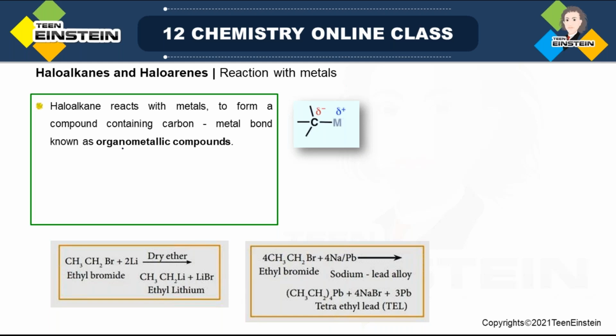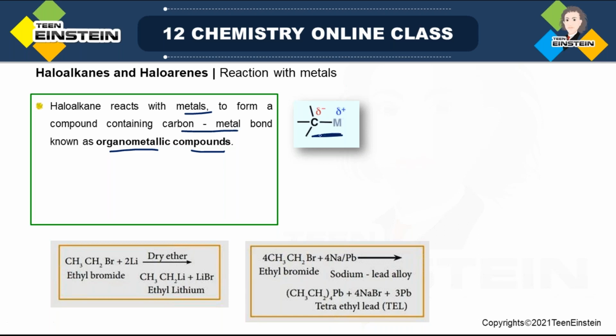But before that, you have to understand organometallic compounds. What is an organometallic compound? As the name suggests, organo is generated from carbon, and metallic means metal. So it is related to the carbon-metal bond. So haloalkanes react with metals and form compounds which contain a carbon-metal bond. And this carbon-metal bond when present in any compound will be called an organometallic compound. So in organometallic compounds, you can find this type of bond.